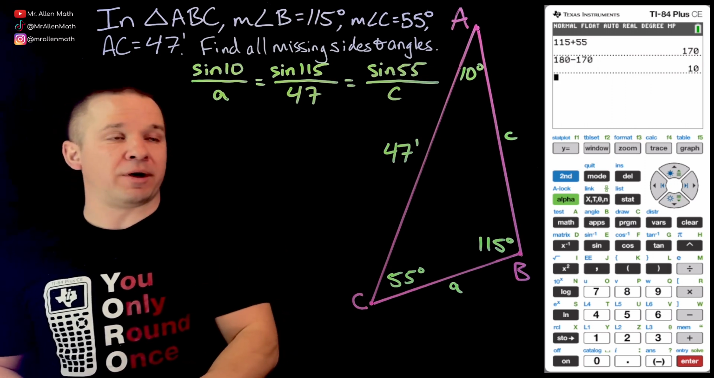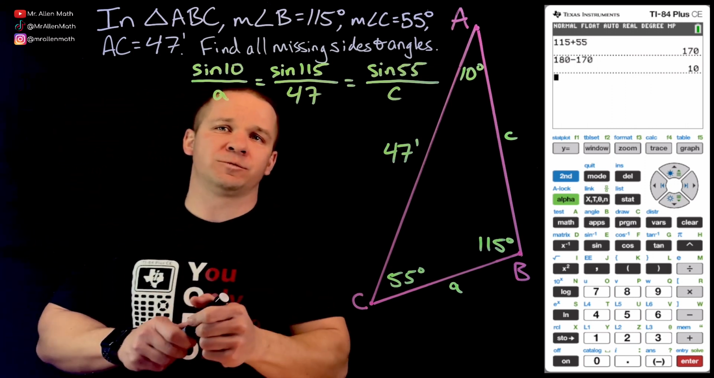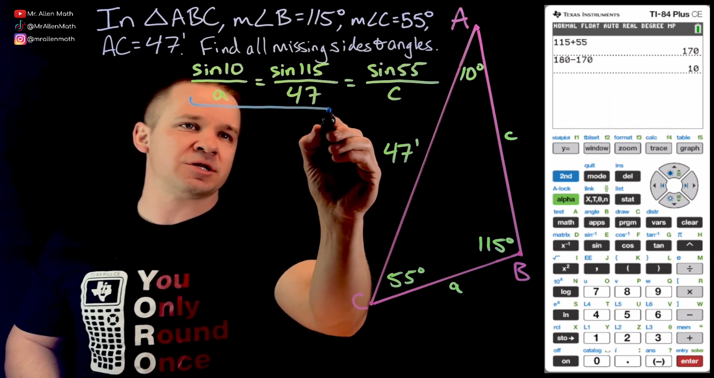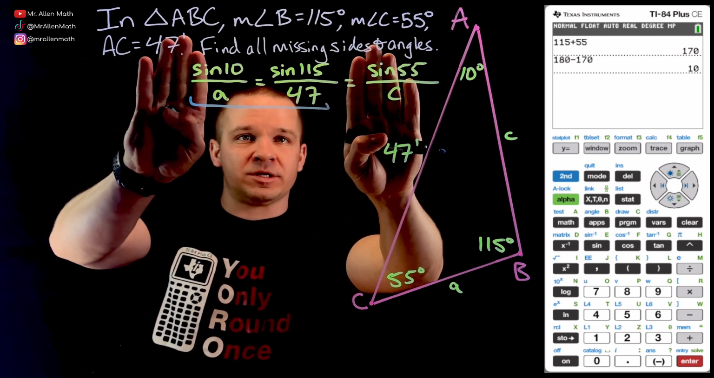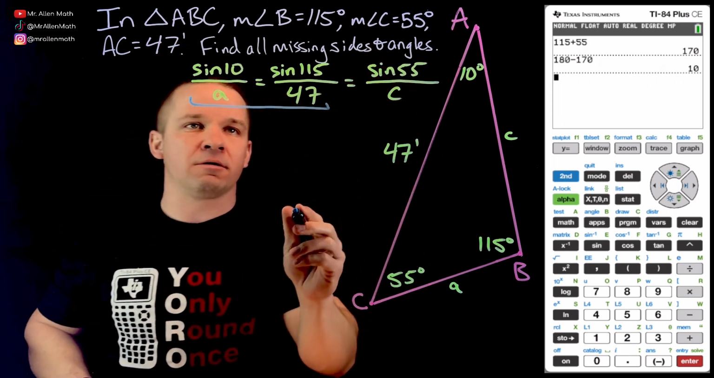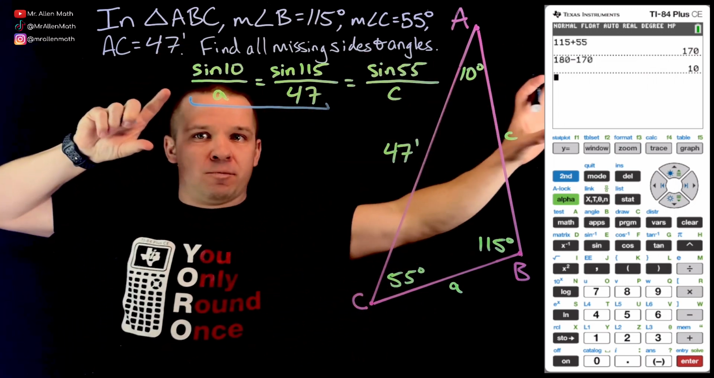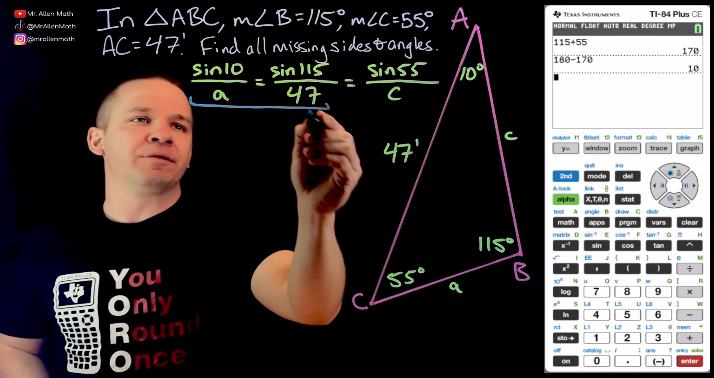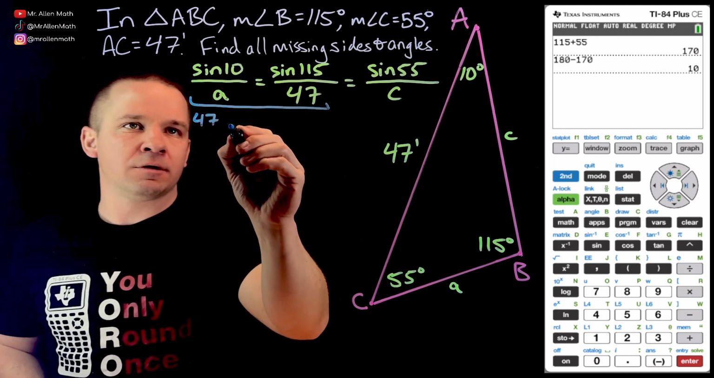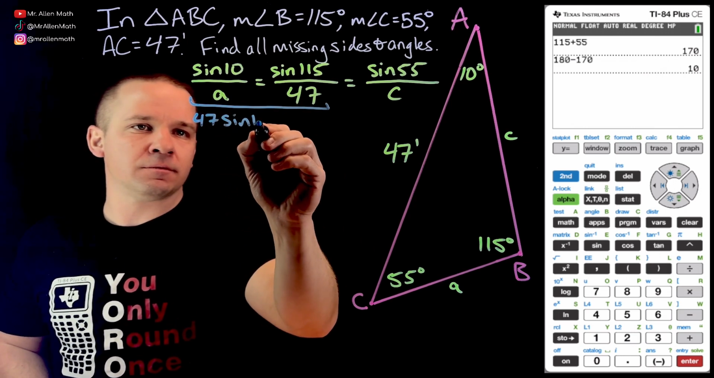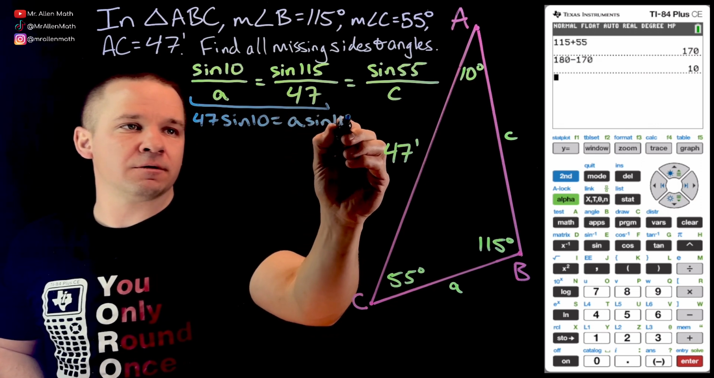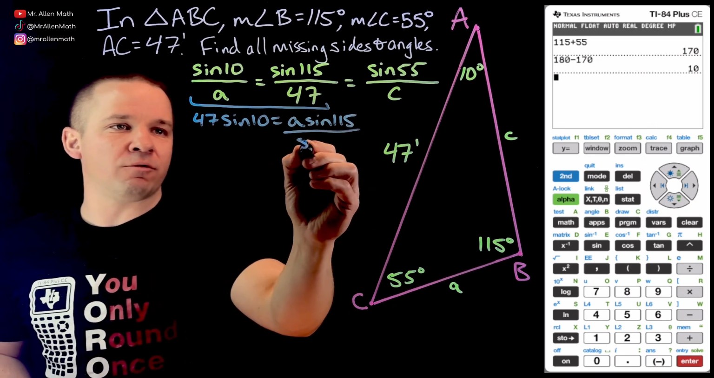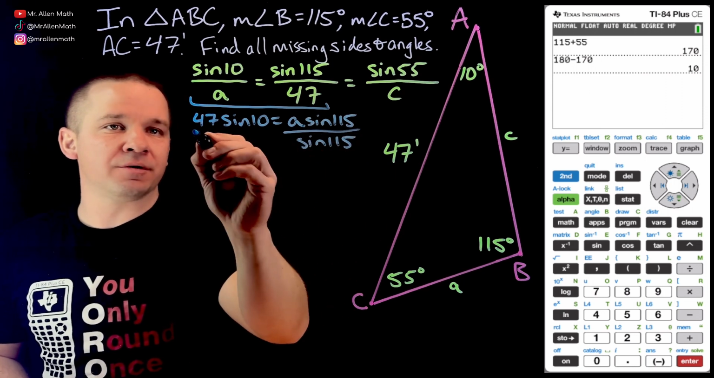All right, let's cross multiply. So I'll use blue for the first one. We'll do that with this guy here. This is why I like to put the one that I know everything about in the middle, because now I can just say, this is my proportion, I'm going to cross multiply, and I don't have to jump around fractions and whatnot. So we got 47 times sine of 10 equals a times the sine of 115. And then I'll divide by the sine of 115 on both sides.